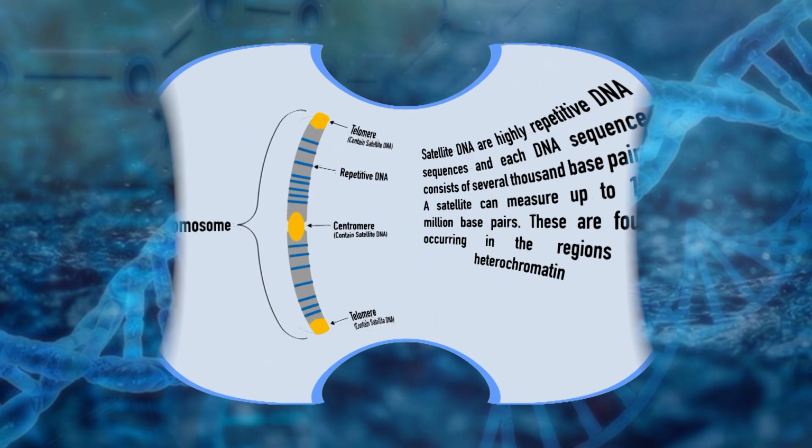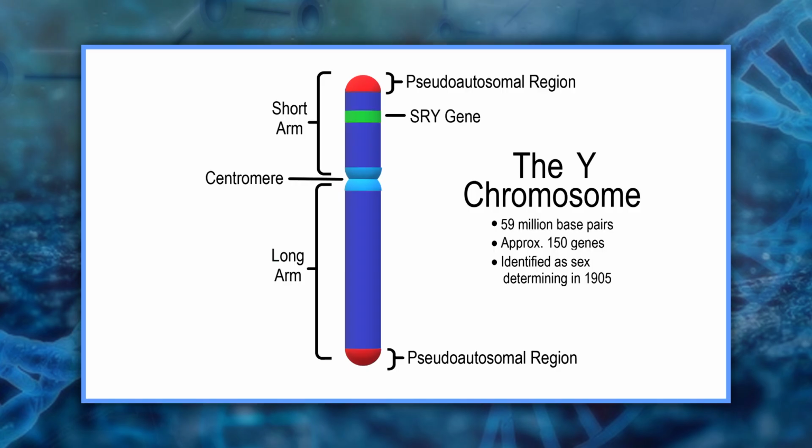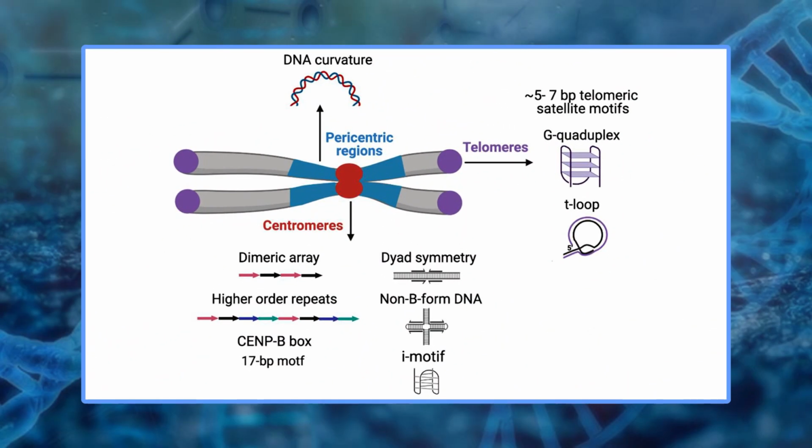Satellite DNA: these are highly repetitive DNA sequences, and each consists of several thousand base pairs. A satellite can measure up to 100 million base pairs. These are found in the region of heterochromatin. The Y chromosome has abundant satellites. This makes it convenient for researchers to study paternal genetic transmission in mammals. The density of DNA is a function of its base and sequence. Satellite DNA, with its highly repetitive DNA, has a reduced density compared to the rest of the genome. Therefore, the name satellite DNA was coined.